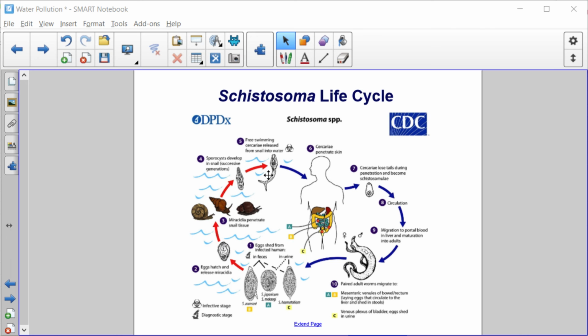We end up with this free swimming parasite or pathogen that then penetrates the skin and then enters the intestine, and the cycle repeats itself.